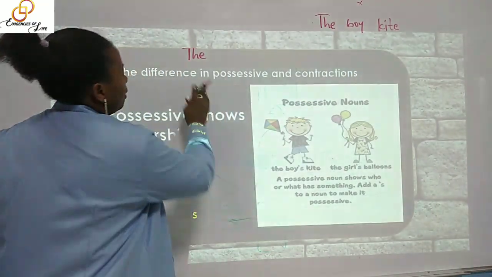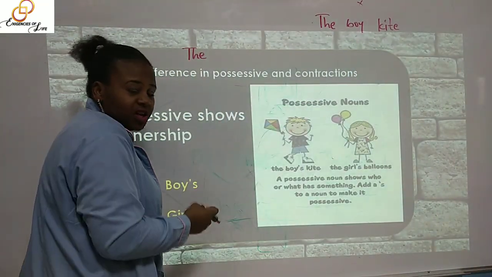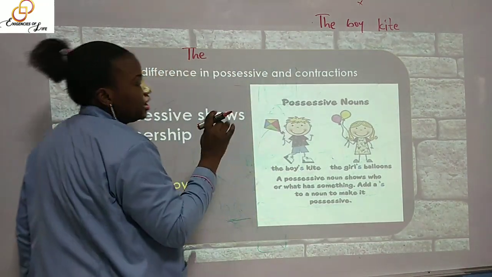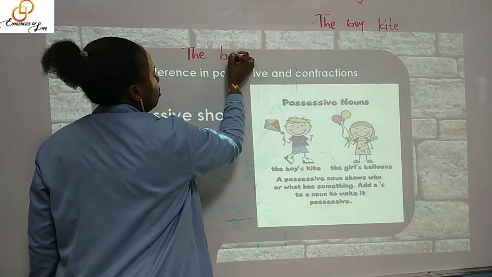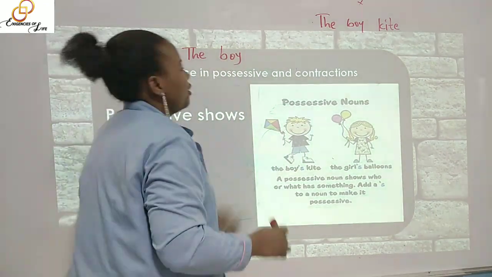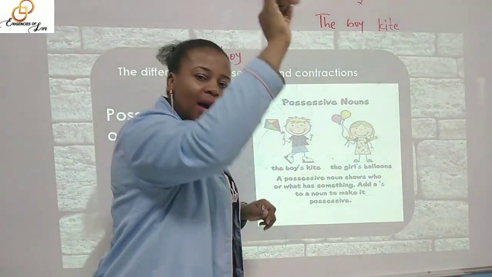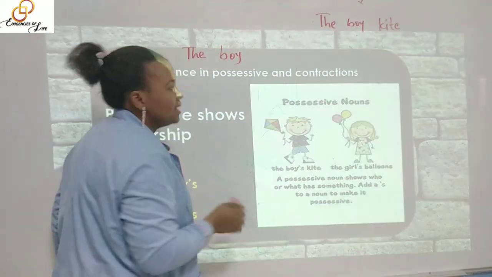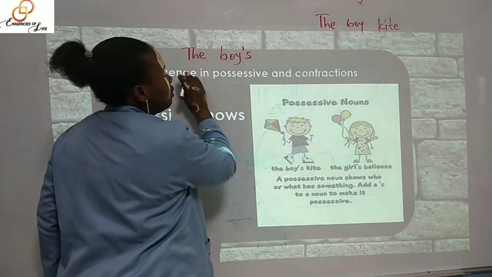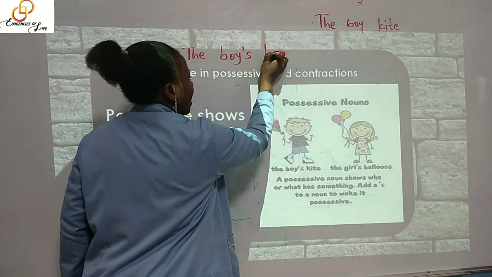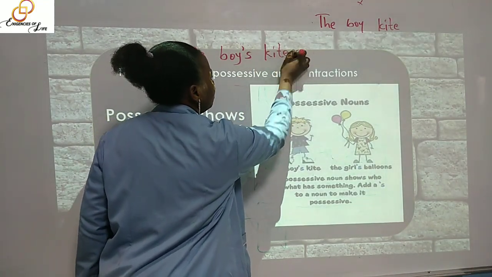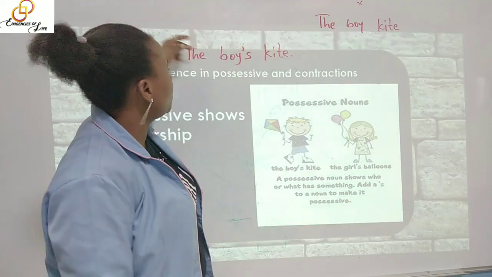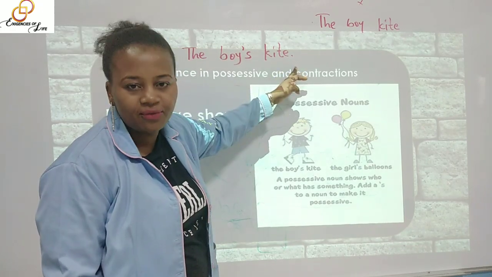Okay? Now, a possessive noun shows possession. So I want to change this with an apostrophe. And I say, the boy, what do I add? I will now add apostrophe S. So this is where my apostrophe will come in now. And I say, the boy's kite. Full stop. And remember, when building your sentences, you begin with a capital letter and you end with a full stop.